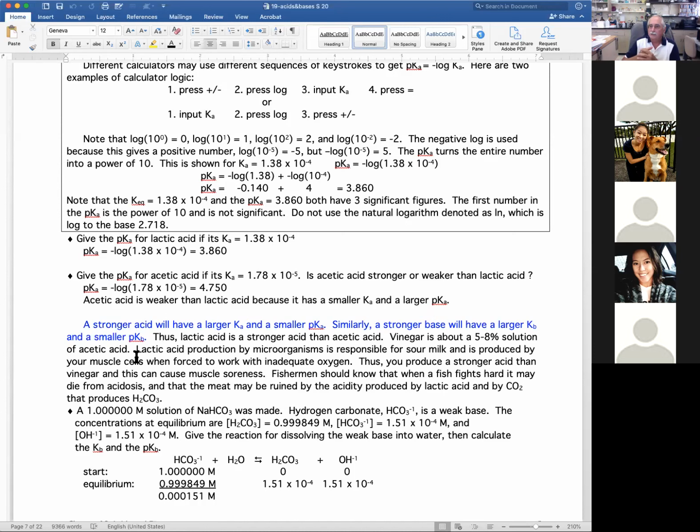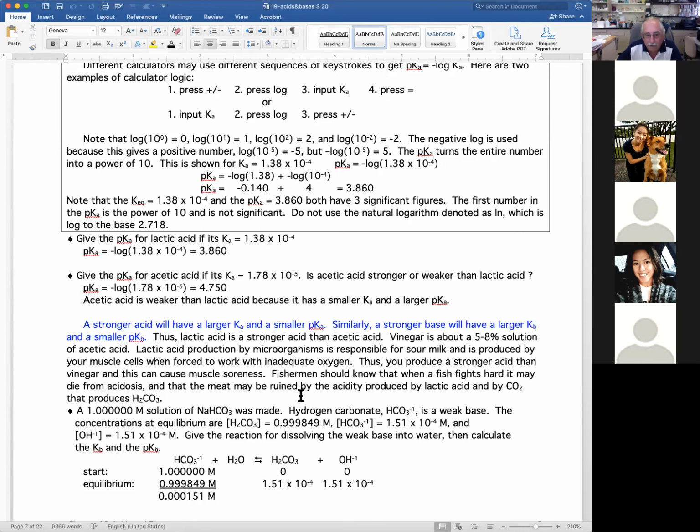So the lactic acid that you produce in your body from anaerobic exercise is actually stronger than what's in vinegar. The vinegar is about a 5 to 8% solution of acetic acid. So lactic acid is responsible for sour milk produced by your muscle cells.